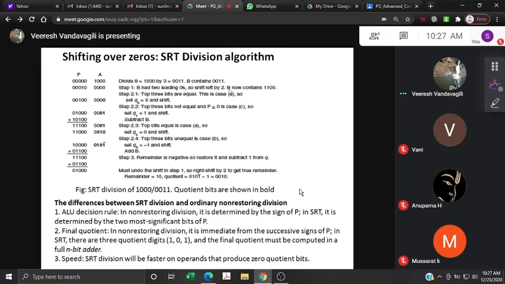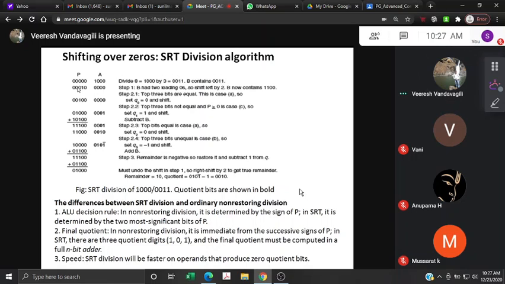After shifting, B contains 1100, since it has been left shifted by 2. P comma A is a combined register, so it is also shifted two times, giving 0010 and four zeros. In step 2.1, the top three bits are equal.